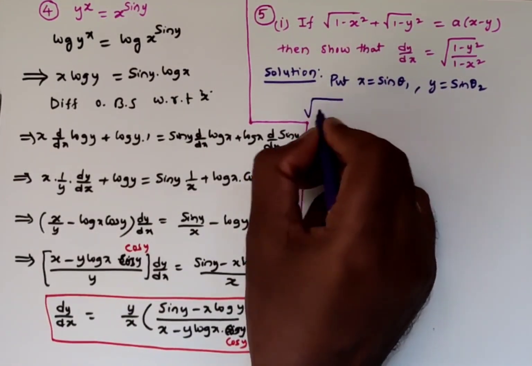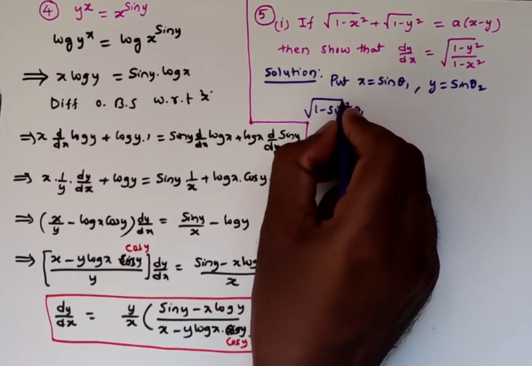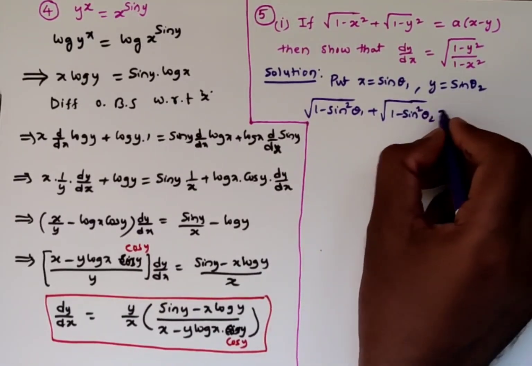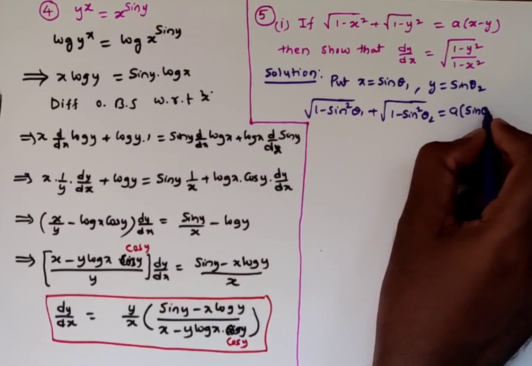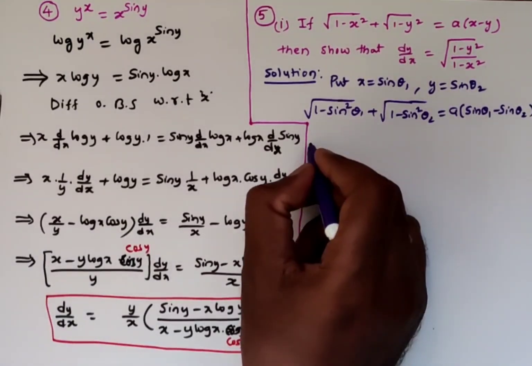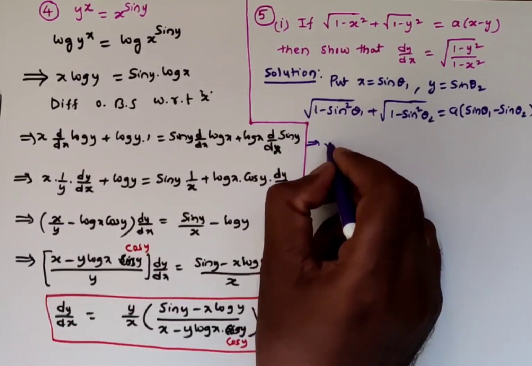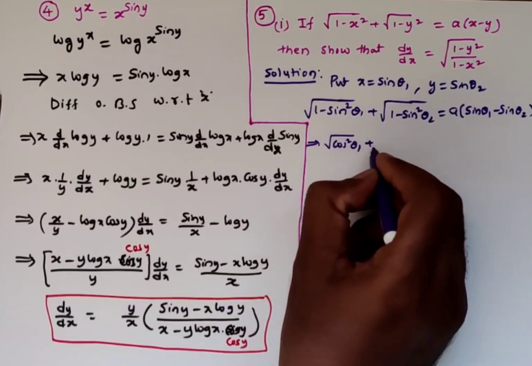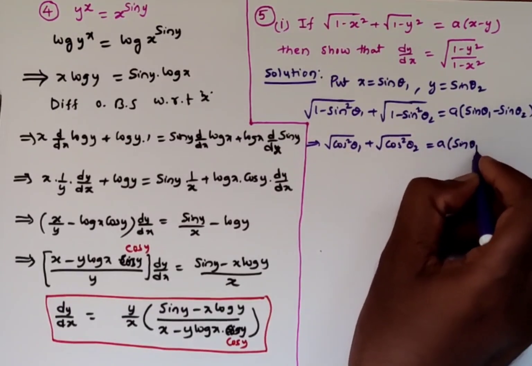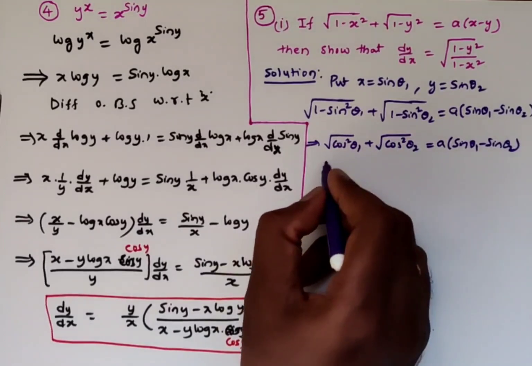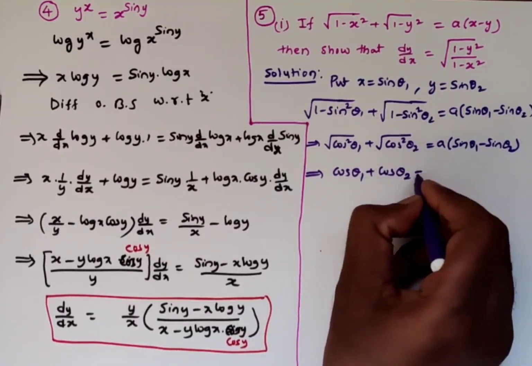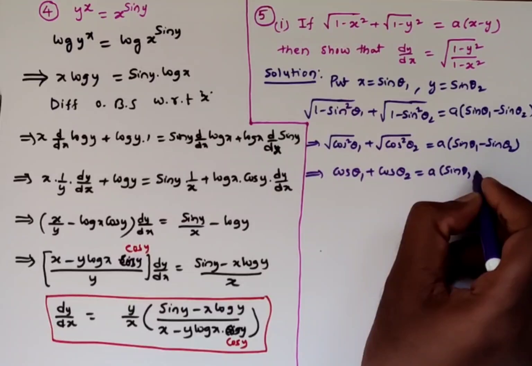So this is root of 1 minus sine square theta 1 plus root of 1 minus sine square theta 2, which is a times of sine theta 1 minus sine of theta 2. Okay, this implies, root of 1 minus sine square theta is cos square theta. So this is root of cos square theta 1 plus root of cos square theta 2, which is a times of sine theta 1 minus sine theta 2. So root of cos square theta 1 is cos theta 1, plus cos theta 2. This is a times of sine theta 1 minus sine theta 2.